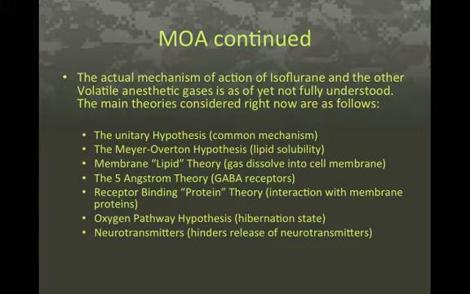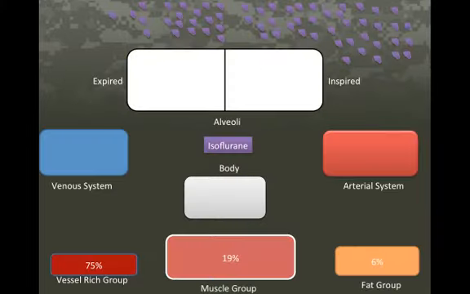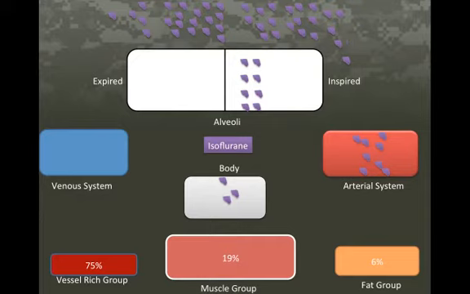Neurotransmitters: anesthetics hinder the release of or alter the effect of neurotransmitters. The transfer of isoflurane from the alveoli to the blood and tissues is determined by 3 factors analogous to systemic uptake: tissue solubility of the agent, tissue blood partition coefficient, tissue blood flow, and the difference in partial pressure between arterial blood and the tissues.